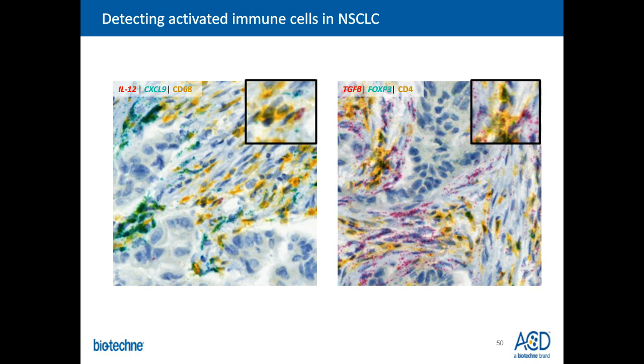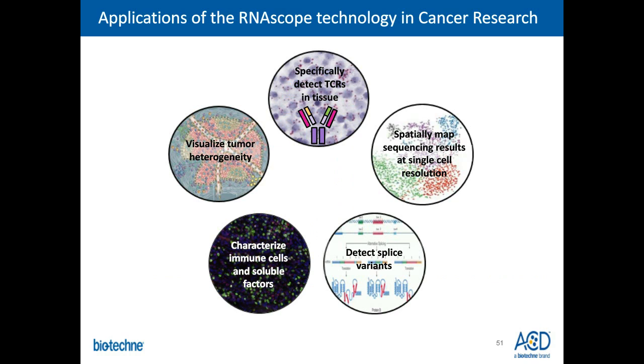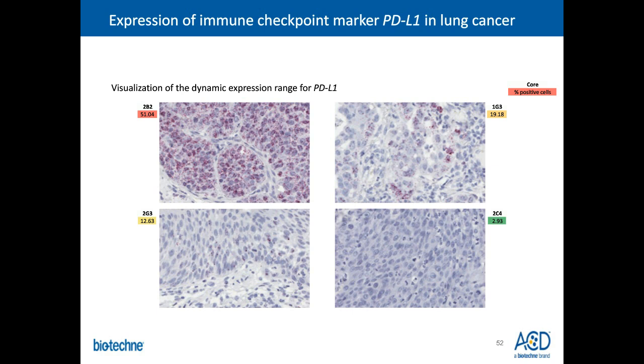Moving on to our second application, we will now look at the application of RNAscope in visualizing tumor heterogeneity. In this particular example, we are visualizing PDL1 in lung cancer tumors, and as you can see, the four different samples express different degrees of PDL1 expression, highlighting the inter-tumor heterogeneity of this particular marker, which can be nicely visualized using the RNAscope Red assay as shown in this image.